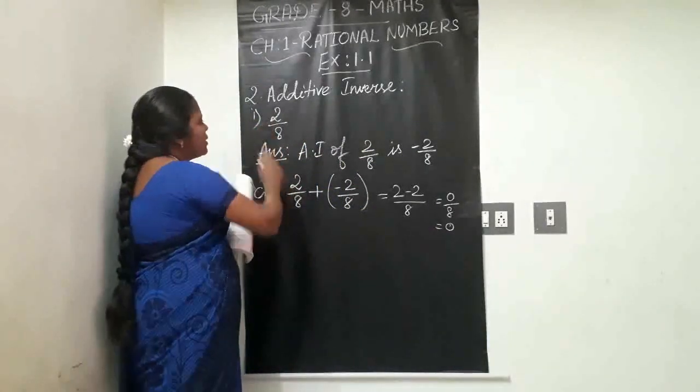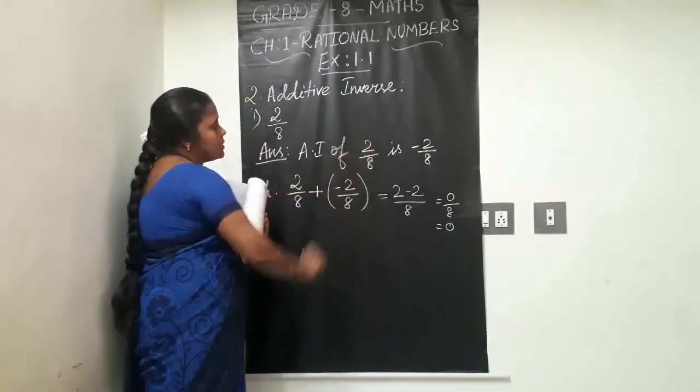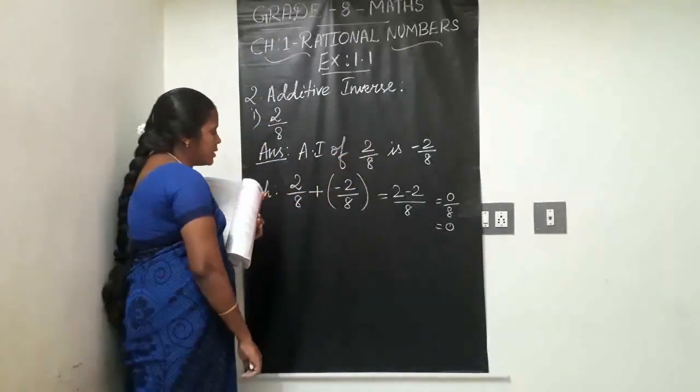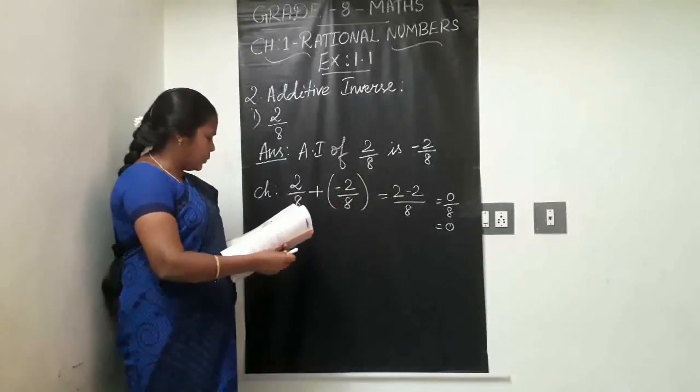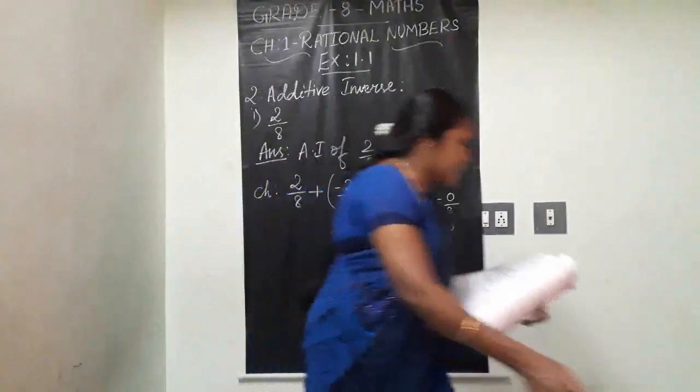So, our question is here 2 by 8. That additive inverse is minus 2 by 8. That is correct only. In this way, you can check for remaining questions. See, one more question I am putting. Second question is minus 5 by 9.